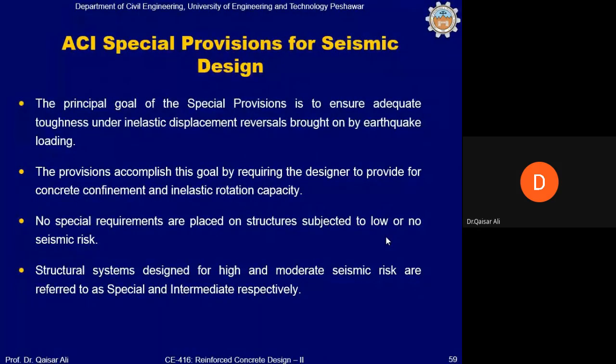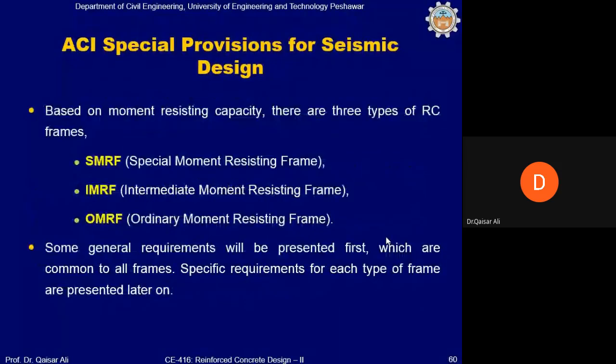Okay, and there are no special requirements on the frames which are located in low or no seismic risk. However, these requirements are placed only in reinforced concrete frames which shall be constructed in moderate or high seismic zones. If a reinforced concrete frame is to be constructed in zone 2B, 3 or 4, then the code says that in zone 3 and 4, not in zone 2B.